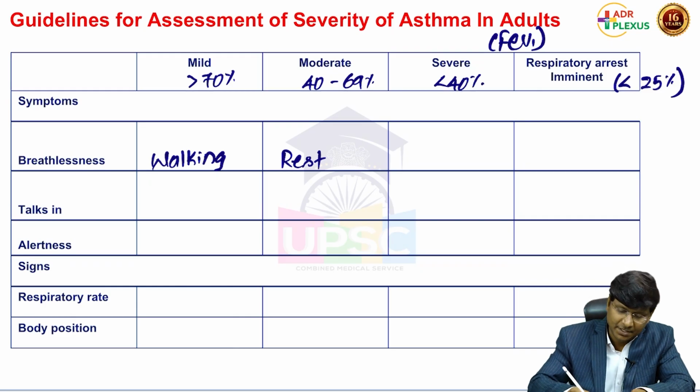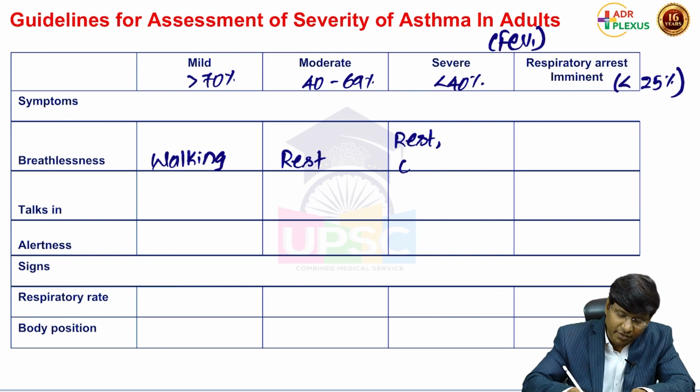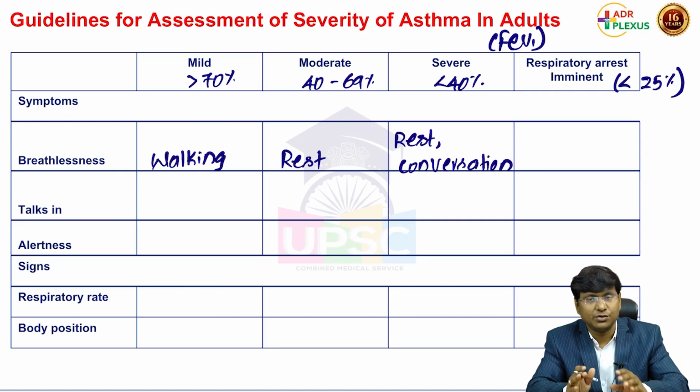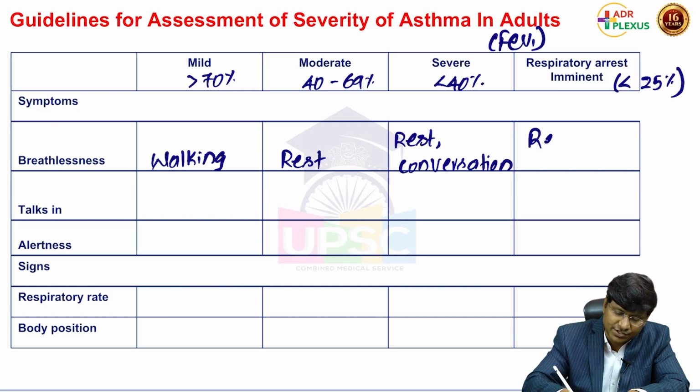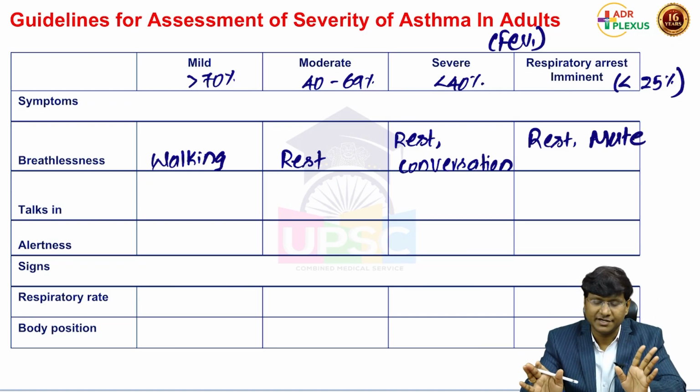Whereas in severe, the breathlessness will be there at rest, and it interferes with the conversation of the individual, right? Whereas in respiratory arrest, the breathlessness will be there even at rest, and the individual will be completely mute. He will not be able to talk. Only just monosyllables will be there in respiratory arrest or status asthmaticus, right?